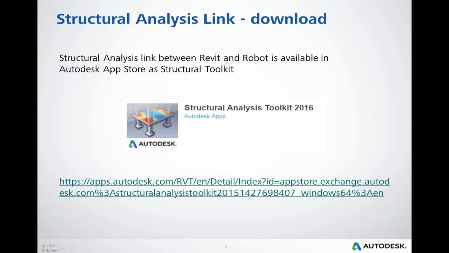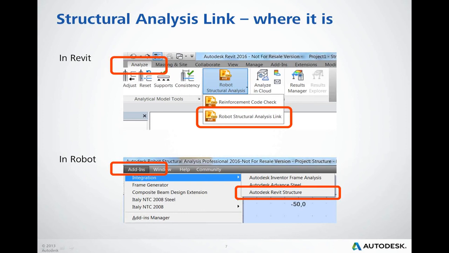The structural analysis link between Revit and Robot is available in Autodesk App Store under the name Structural Analysis Toolkit. Direct link to it is displayed at the bottom of this slide. After link installation, it's available either in Revit or in Robot. In Revit, it can be found in Analyze tab, Structural Analysis panel, under Robot Structural Analysis button. In Robot, you can see it in Add-ins and Integration menu.